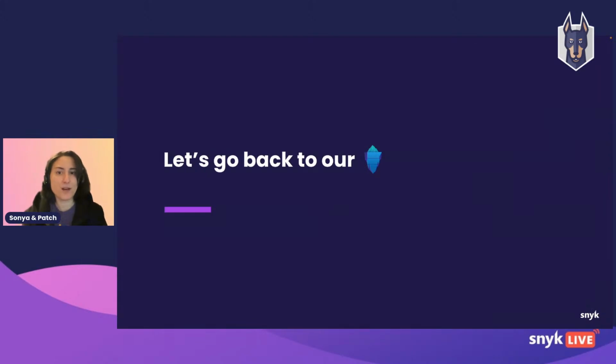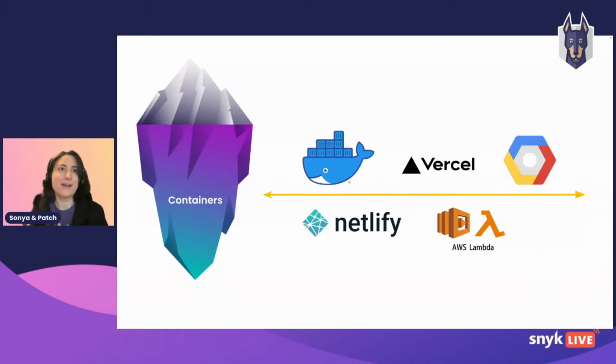So let's go back to our iceberg. We haven't forgotten about our iceberg, and let's have a look at the third level. So this is the container level. So an application needs to be deployed somewhere. So we could use containers or a static website to deploy our projects. And we have different ways to do so. So we could use Docker, Vercel, Netlify, or any of the cloud providers.